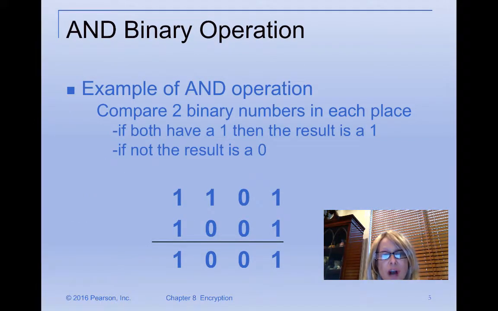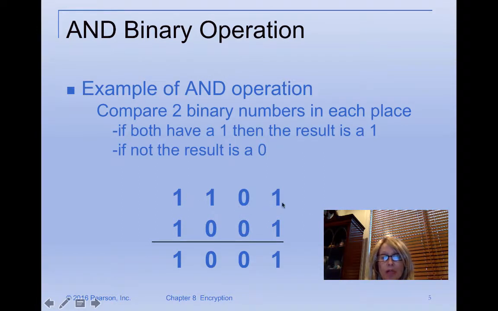The reason we want to talk about this is because in encryption, we're comparing numbers, okay? We're comparing sets of numbers to be able to determine a message. And one of the operations in binary is the AND. In this particular example, we have one number, which is actually the number 13 if you were to calculate it out. And we have another number, which is the number 9.